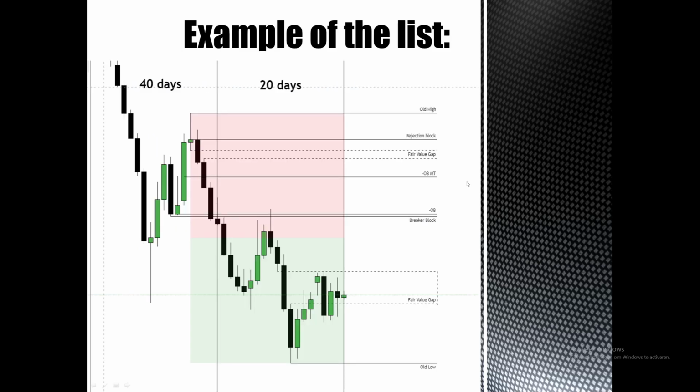So let's go to an example of this list, like we just saw. We saw the old high, rejection block, bearish order block, fair value gap, and etc. So let's look at what is happening right now. So we have an old high, right? So this is the highest of premium. That's where the premium zone ends. Then we have a rejection block. So that's that wick, what I said, a larger wick that's attached to this order block.